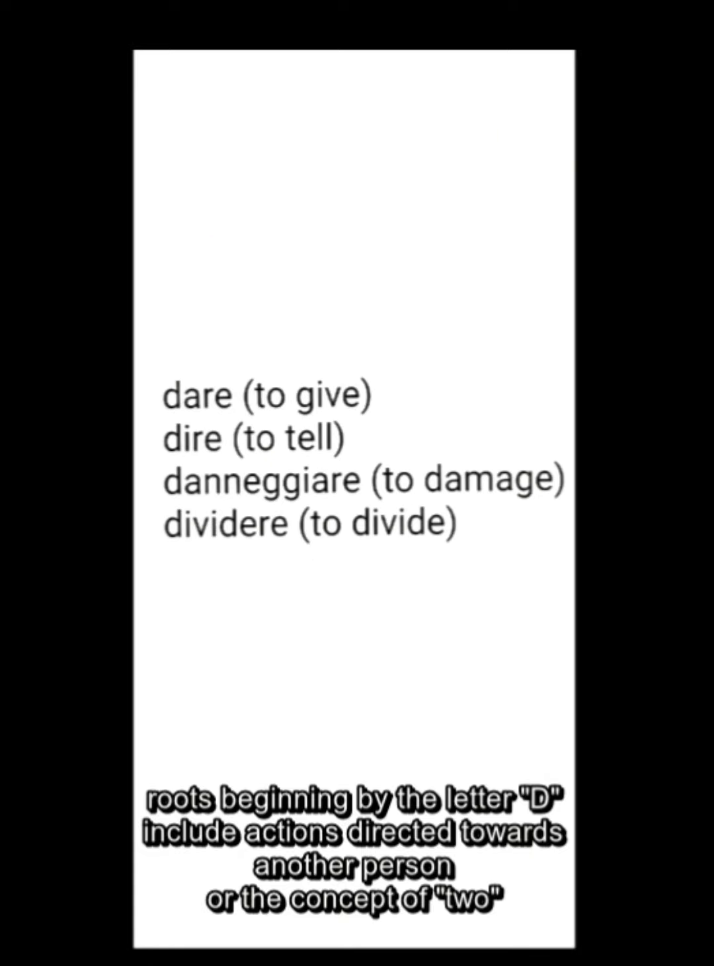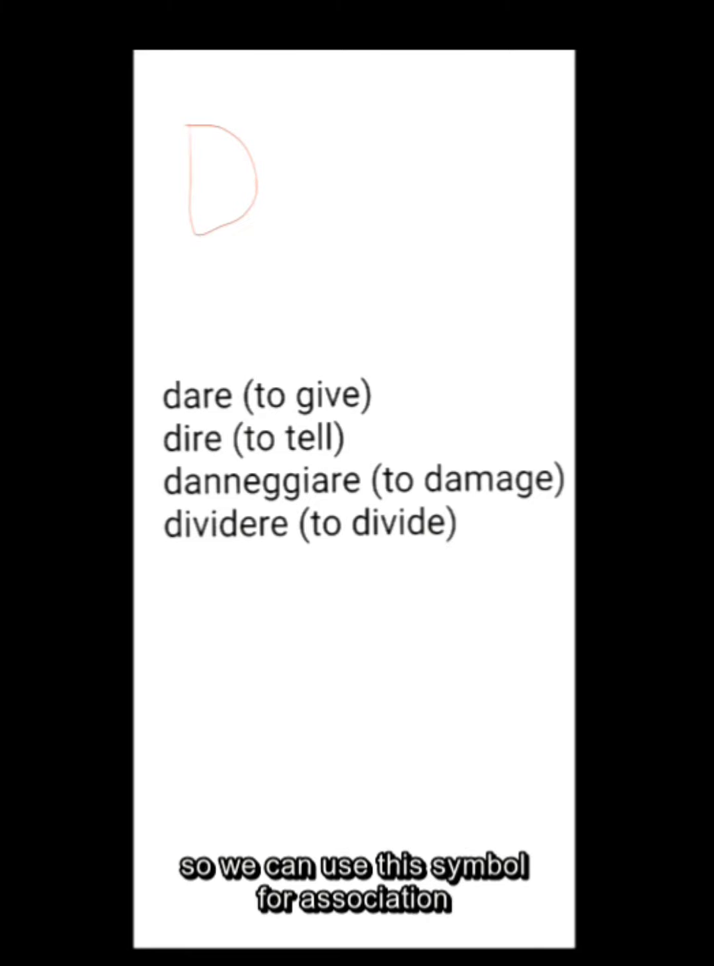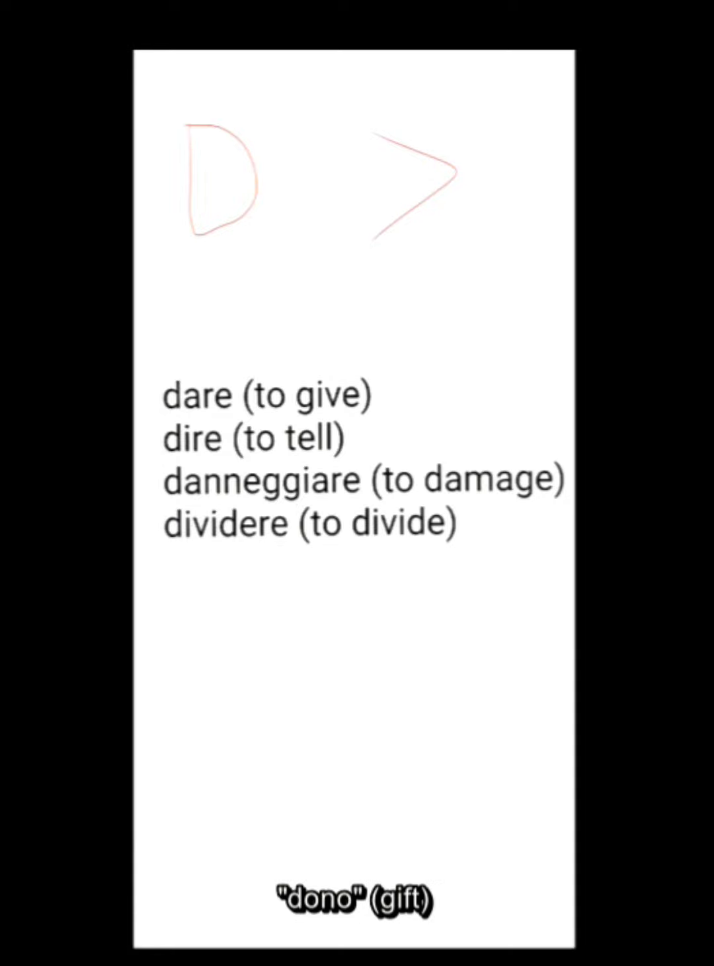Roots beginning by the letter D include actions directed towards another person or the concept of to. So we can use the symbol for association, we can use this one. Some examples include dare, to give, dono, a gift, dire, to tell, danneggiare, to damage, dividere, to divide.